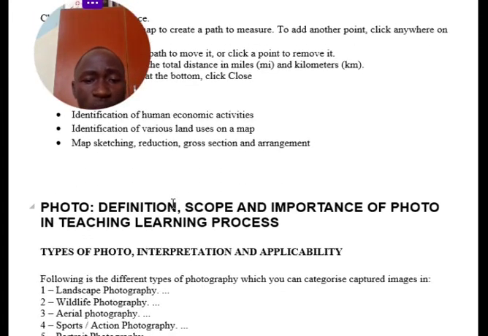Then the other thing where we shall be picking up will be photographs, the importance of photographs, and the different types of photographs, where we shall be talking about the aerial landscape photograph, then the wildlife and aerial sports action photographs that we shall be looking at next time. For now, I beg to stop here, where we shall be picking up next time.